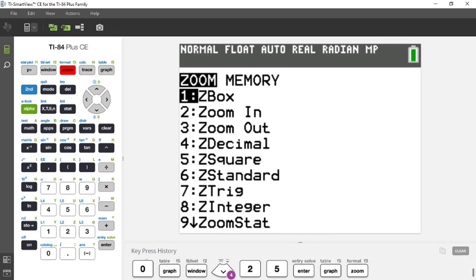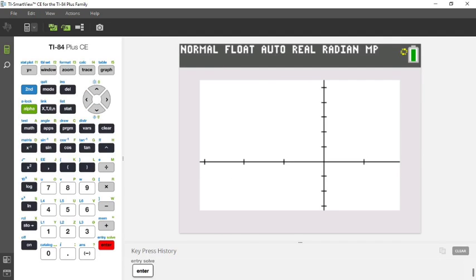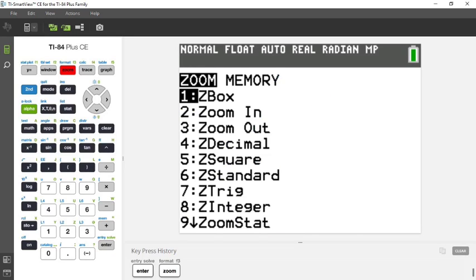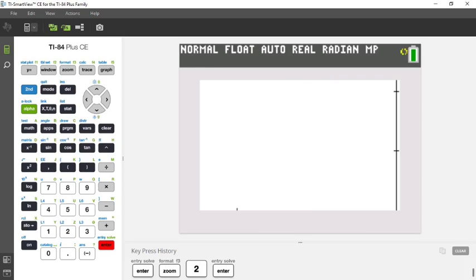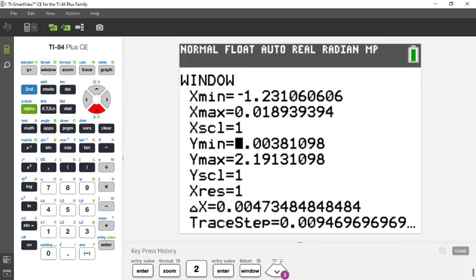I'm going to say zoom in, so I'm going to hit 2. And I want to zoom in right. I'm going to move this over here. Right there. Enter. Okay, so you guys see there's 2 x-intercepts right there. I'm going to go ahead and zoom in again. Oh man, I'm missing it. I got to fix my window. Let's make my y min negative 2.